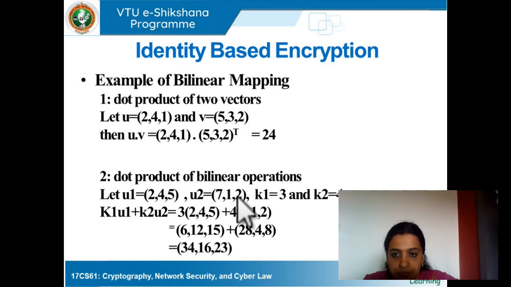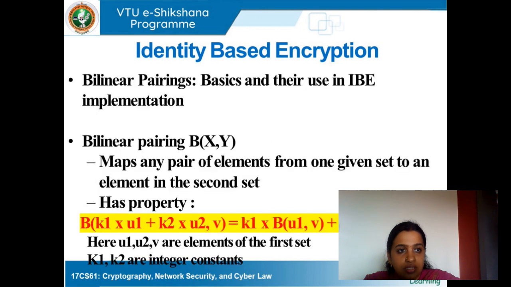Now we will find the product of 3 into this u1 vector. 3 into 2 gives us 6, 3 into 4 is 12 and 3 into 5 gives us 15. Similarly, after performing the multiplication for k2u2 we get 28, 4 and 8. Now these two vectors are combined together to get 34, 16 and then 23. This is what we have got for the LHS, k1u1 plus k2u2.